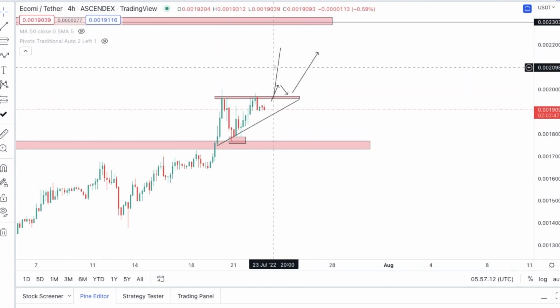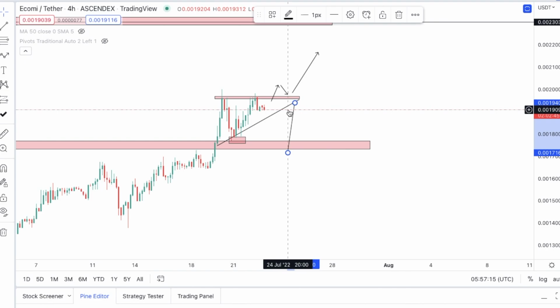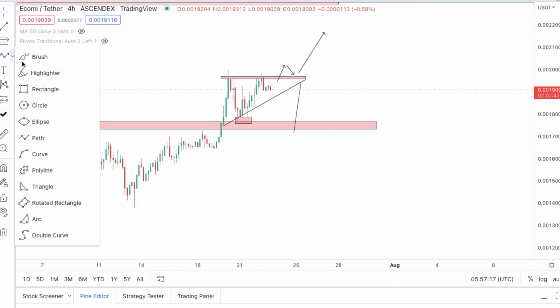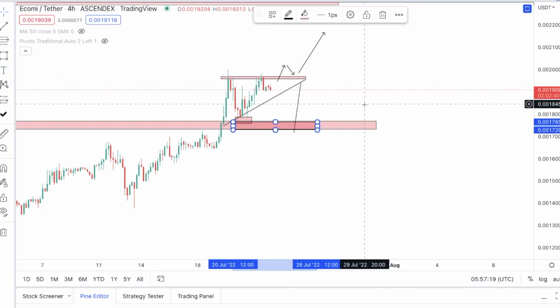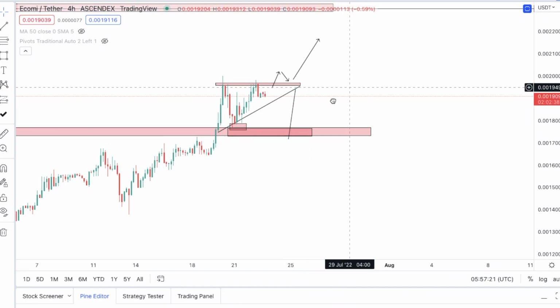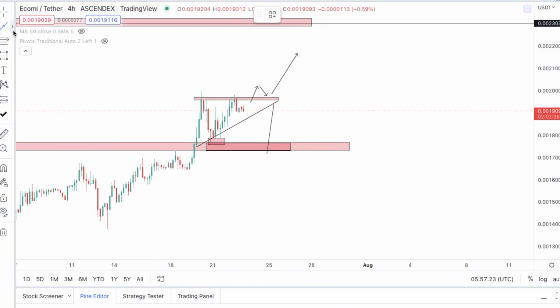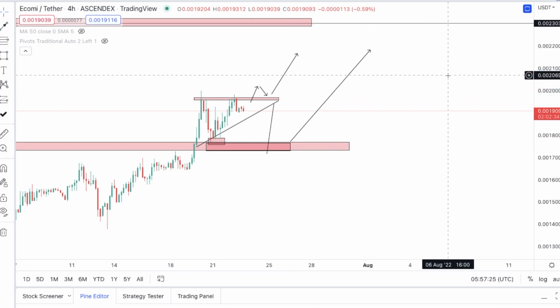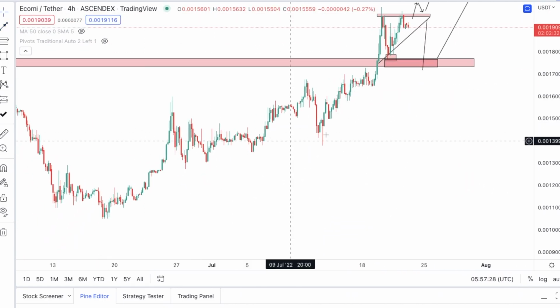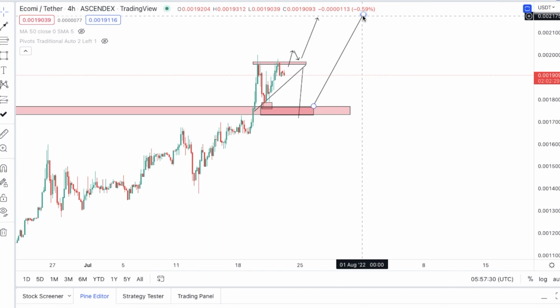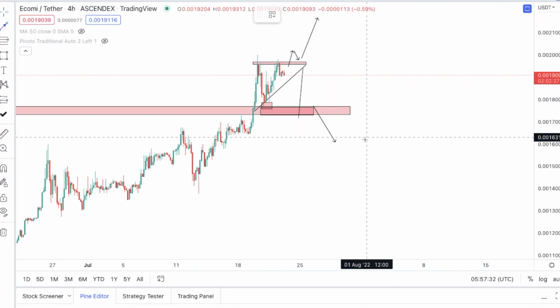If it does break to the downside, once again, we just take it, put it for the breakout where it goes, and exactly, we can have another move to the bottom. This could be another great time for you guys to buy your Ecomi token, just because we are going to see a rally to the upside, and that's what we're looking for, especially with this cup and handle formation. If prices do break to the downside, that's totally fine. We're going to look for a retest once again.